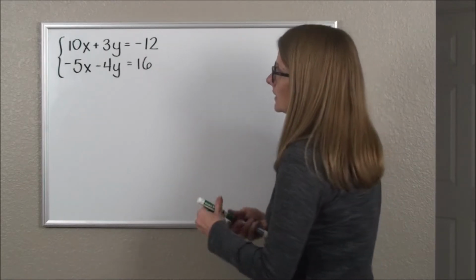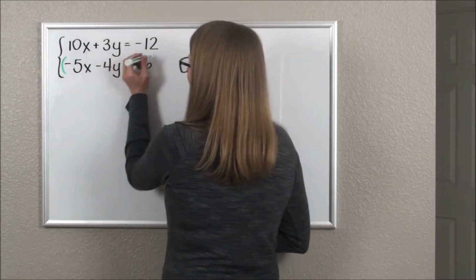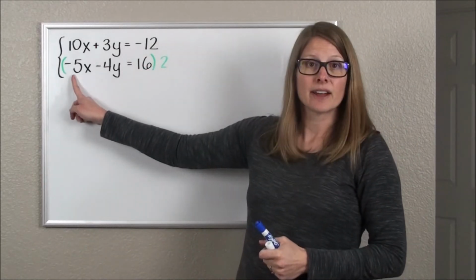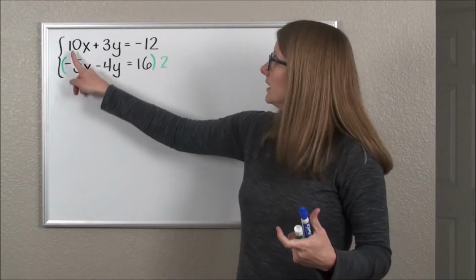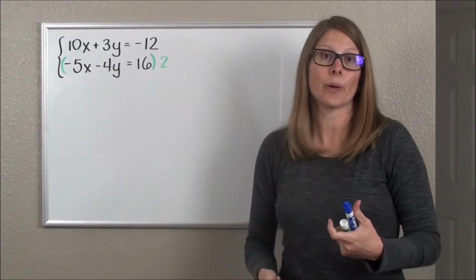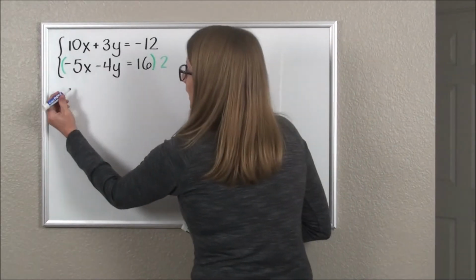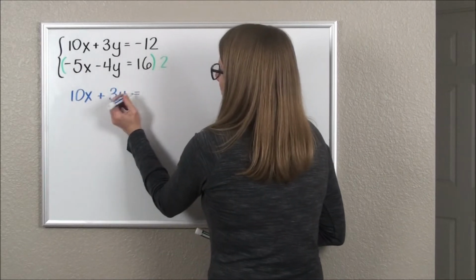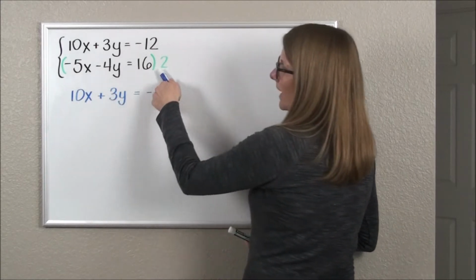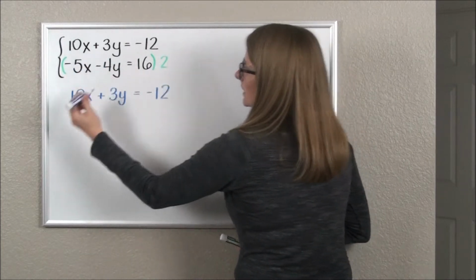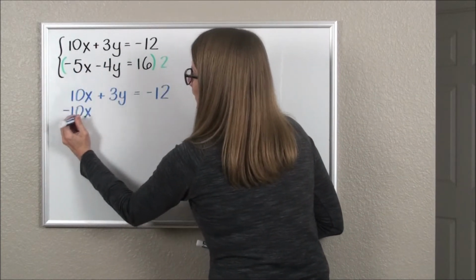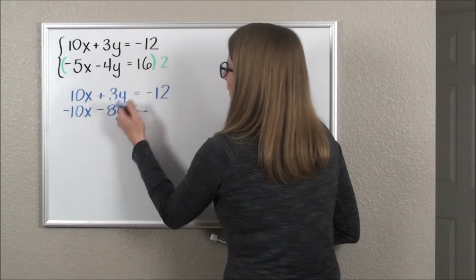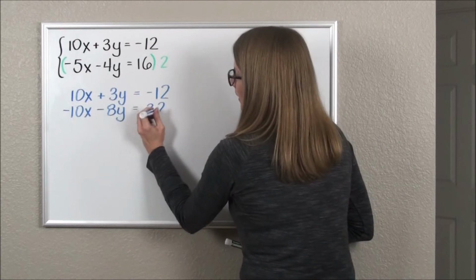It looks to me that the easiest fix would be to take this bottom equation and multiply it by 2. If I multiplied -5x by 2, that would give me -10x. 10x with -10x will go away. So let's try that. I'm not going to touch the first equation. That first equation is just going to be copied. But now the second equation, I'll multiply everybody by 2. So -5x times 2 is -10x. -4y times 2 is -8y. And on the right side, 16 times 2 is 32.